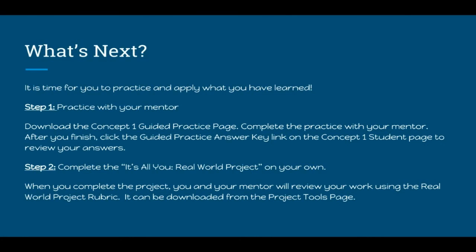It's time for you to complete the It's All You real-world project on your own. This project is going to have you use the skills that you used today and apply it to create something from our world. When you complete the project, you and your mentor will review your work using the real-world project rubric. That can be downloaded from the Project Tools page. Please feel free to come back to this part of the presentation in case you're not sure where to go, where your resources are located, or what step is next.